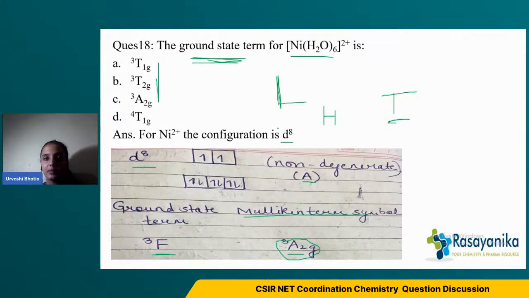So T is not possible here because the electrons are symmetrically filled. T is when the t2g orbital, the lower one, is unsymmetrically filled. And E is also there. E is when it is doubly degenerate, and that is when the eg orbital is unsymmetrically filled. So for d8 we get 3A2g. So 3A2g is your answer. Okay, so that is over.